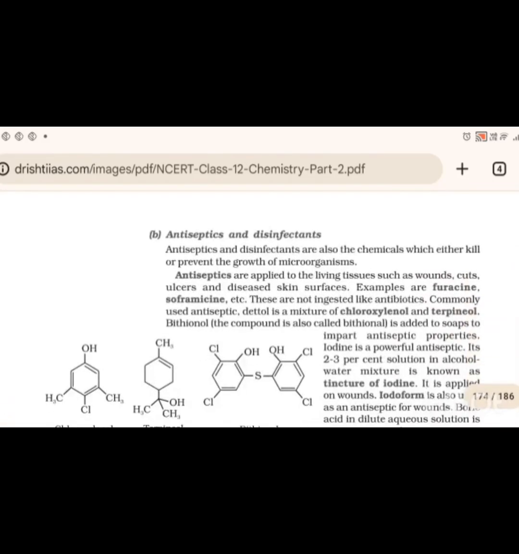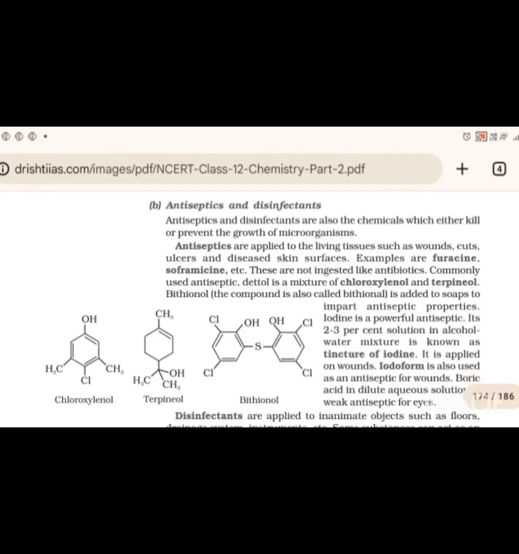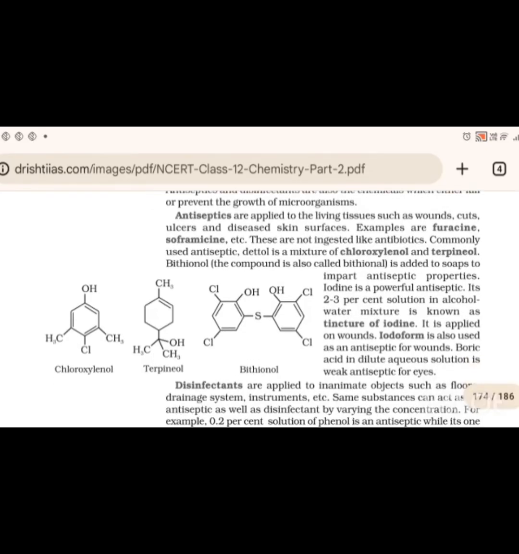Then, antiseptics and disinfectants. Antiseptics and disinfectants are also chemicals which either kill or prevent the growth of microorganisms. Antiseptics are applied to living tissues such as wounds, cuts, ulcers and diseased skin surfaces. Examples are furacin, soframycin, etc. These are not ingested like antibiotics. The commonly used antiseptic Dettol is a mixture of chloroxylenol and terpineol. Bithionol is added to soaps to impart antiseptic properties.